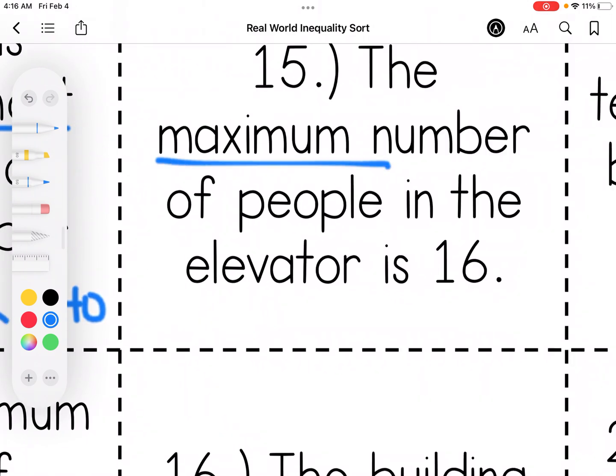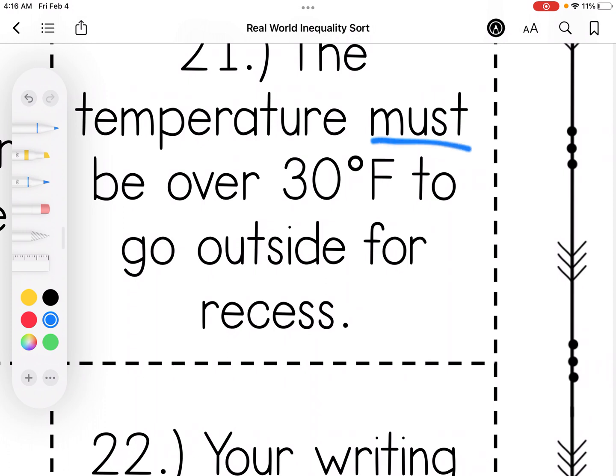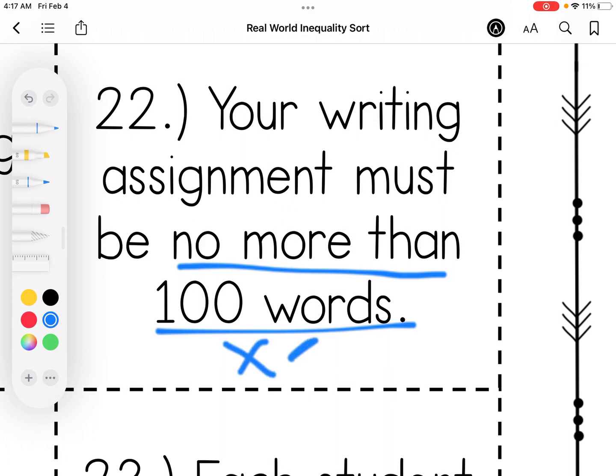The maximum number of people in the elevator. So I could have 16 people in that elevator, but I can't have more than that. So I can have less than or equal to, but I can't be more than that. The temperature must be over 30. So it has to be greater than 30 for us to go outside for recess. Okay, your writing assignment must be no more than 100 words. So it has to be no more than. So it can be equal to 100 words. It can be less than 100 words, but it can't be more than 100 words.